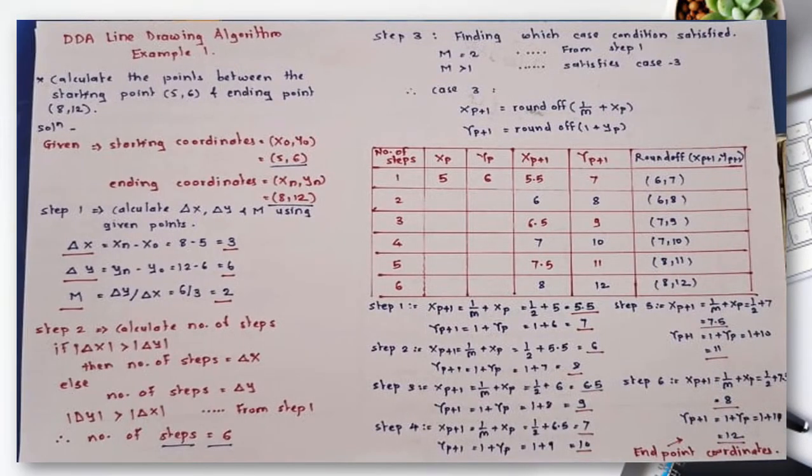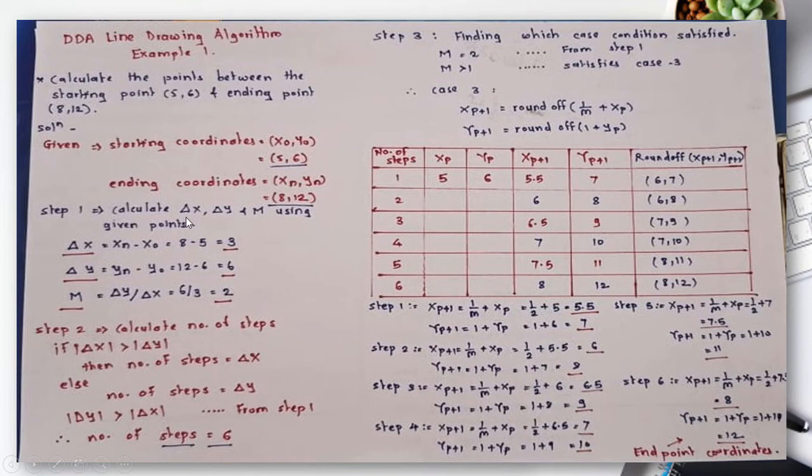So the first example: calculate the points between the starting point 5 and 6 and the ending point 8 and 12. The solution is, in the given part, we have starting coordinates x0, y0, 5 and 6. Ending coordinates are xn and yn, the value for that is 8 and 12. Now we are going to calculate with step 1.